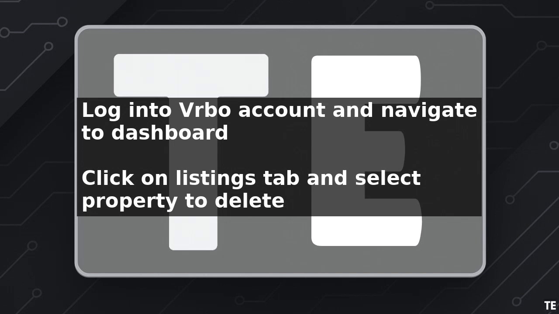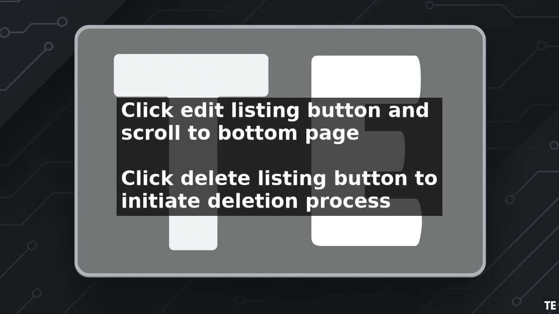Click on this button to initiate the deletion process. You will be prompted to confirm that you want to delete the listing. Select Yes to confirm. Please note that deleting a Vrbo listing is permanent and cannot be undone. So make sure you are certain before proceeding.